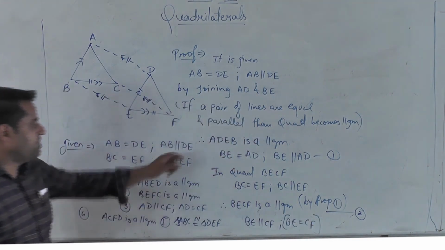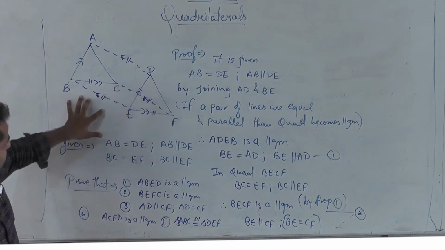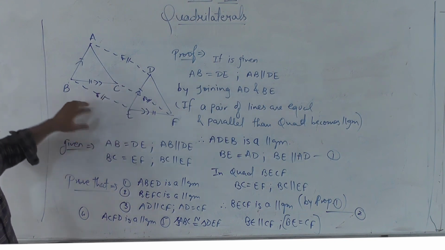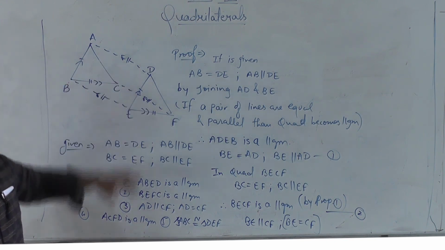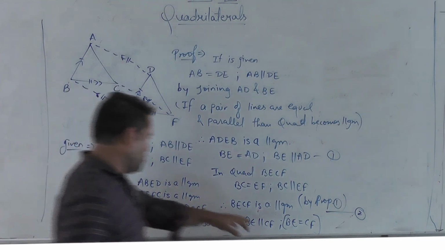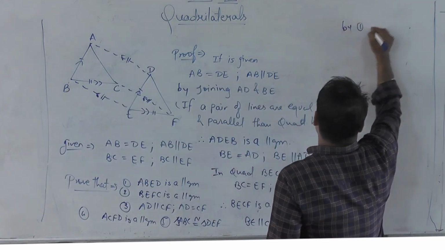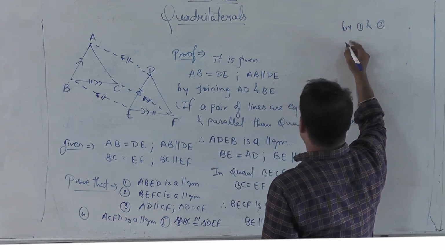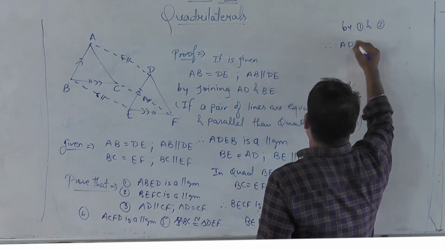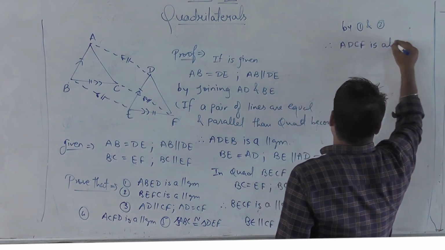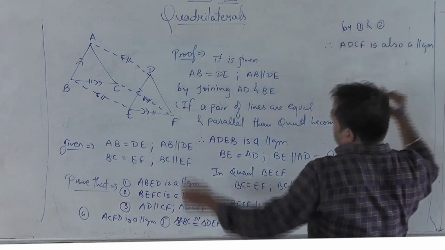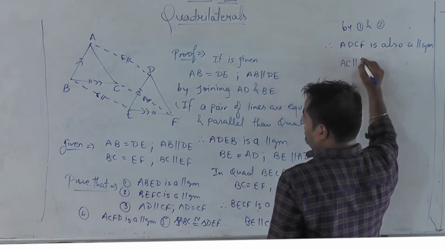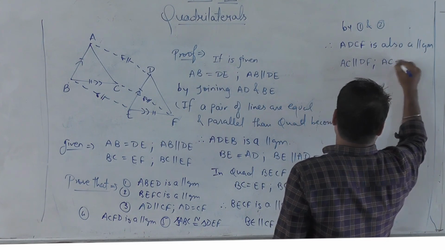So by using the first result, BE is equal to AD and CF is equal to BE. With that logic, CF and AD are parallel and equal, and it will become a parallelogram as well. So by the first and second results, we can say that ACFD is also a parallelogram. And since ACFD is a parallelogram, AC is parallel to DF and equal as well.